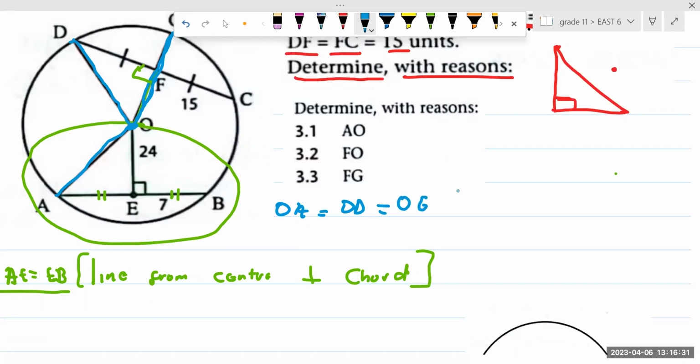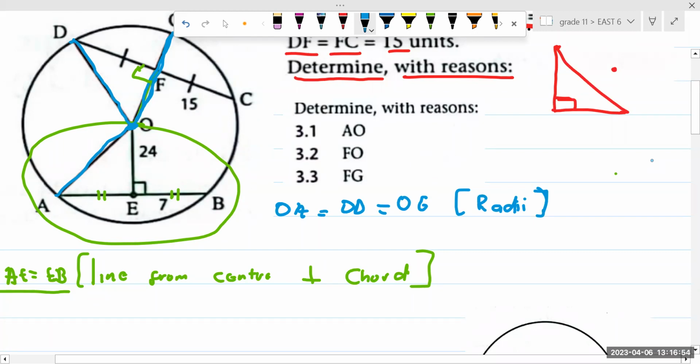Why are they equal, these lines? A line from the center to the circumference. It's because we have a radius. All radius. So they are all equal because they are radii. A line from the center to a circumference, we call it a radius. Equal radii. You can say radii. Okay. We still fine? Yeah, I'm fine. Okay. Next.